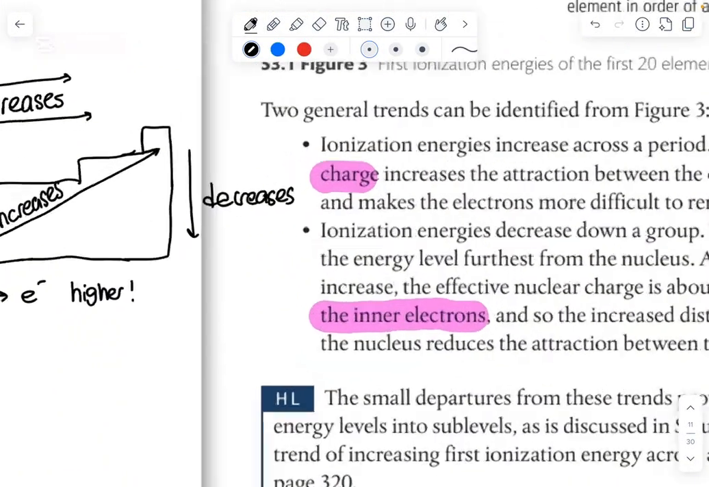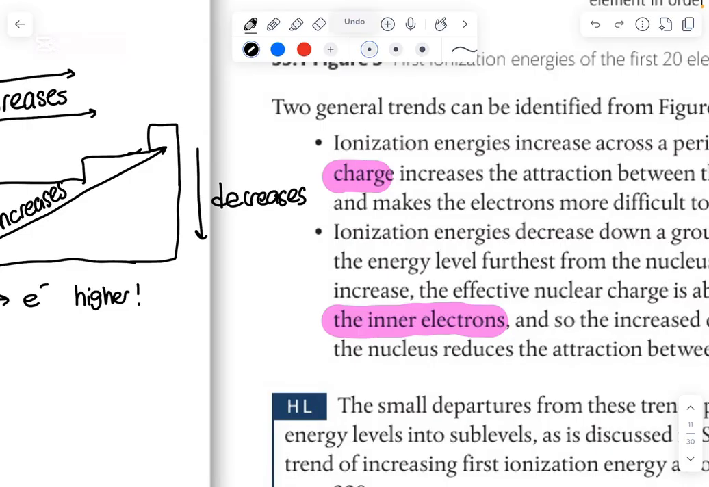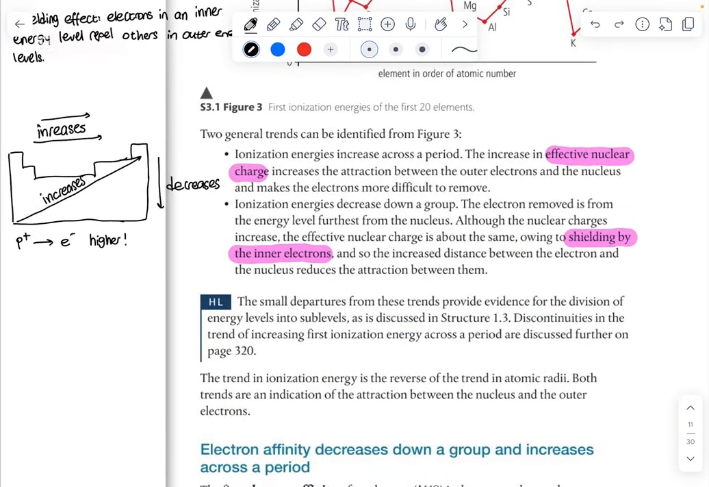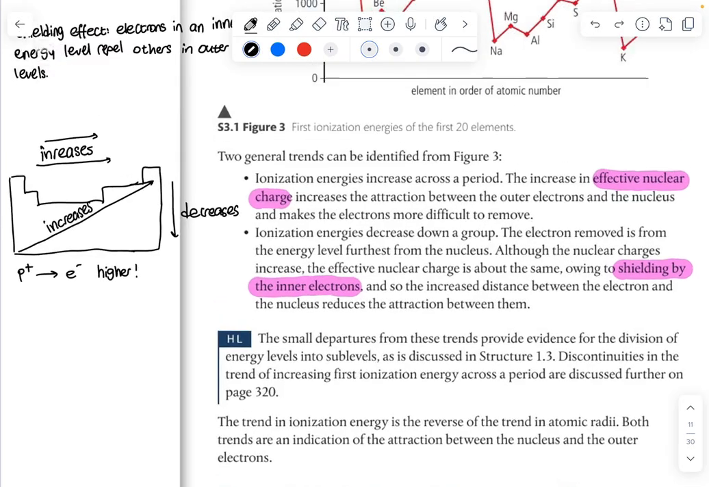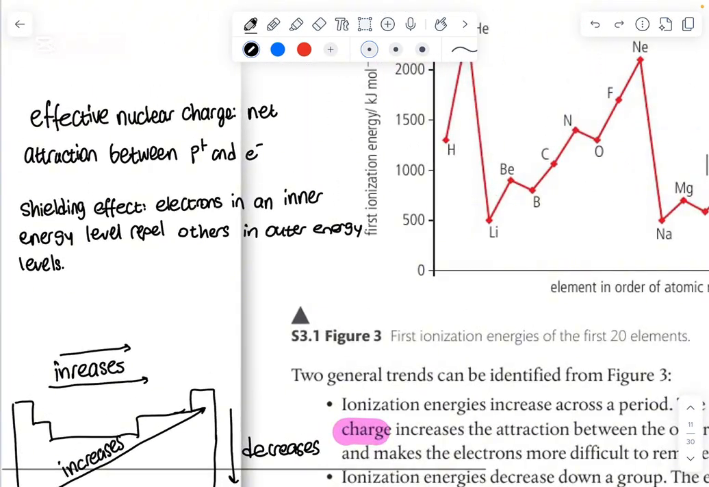And the other trend is that it decreases when you go down and increases as you go up. The reason why it decreases as you go down is something called the shielding effect. The effective nuclear charge is the net attraction between the protons and the electrons. And you may say, what do you mean net? Is there something preventing the protons from attracting the electrons completely? Well, if you're asking that, then you're absolutely right, because the shielding effect is what does this.